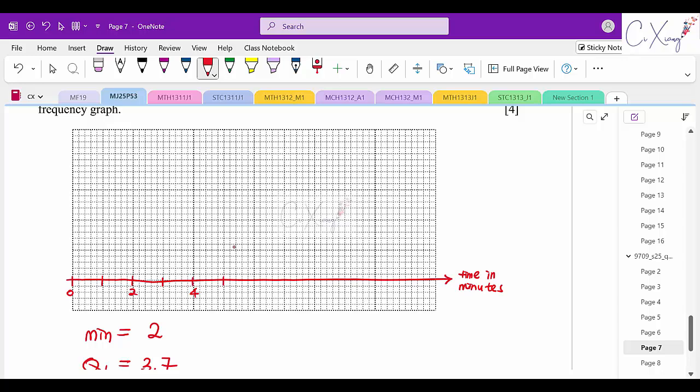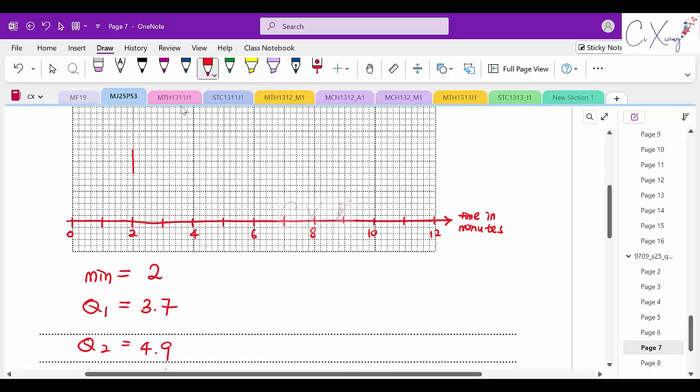In the cumulative frequency curve, they already give us the whole curve, so I'm using the same scale as what they use on top. Then after that, I can start plotting all the numbers. The minimum value is 2, so maybe I put the short line at 2. After that, followed by 3.7, so I'm having 3. 3.7 should be somewhere here.